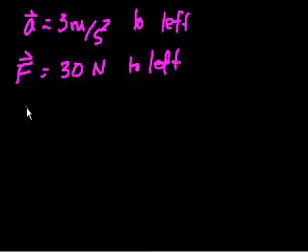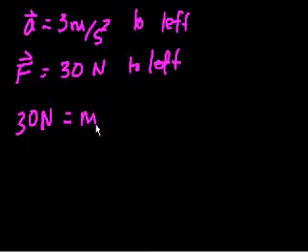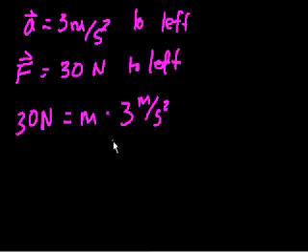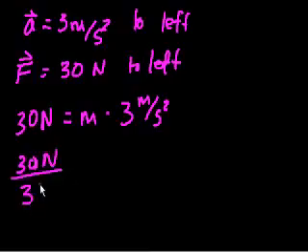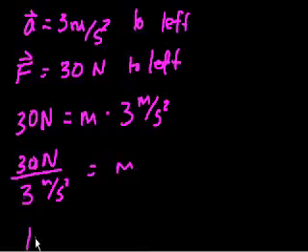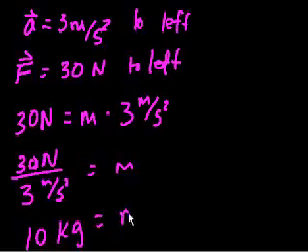Well, you use the same thing. You say force, 30 newtons to the left, is equal to mass times acceleration, times 3 meters per second squared to the left. Divide both sides by the 3 meters per second squared, and you get 30 newtons over 3 meters per second squared is equal to the mass. 30 divided by 3 is 10. And then you can figure out that newtons is kilogram meters per second squared. So you're just left with 10 kilograms is equal to the mass.